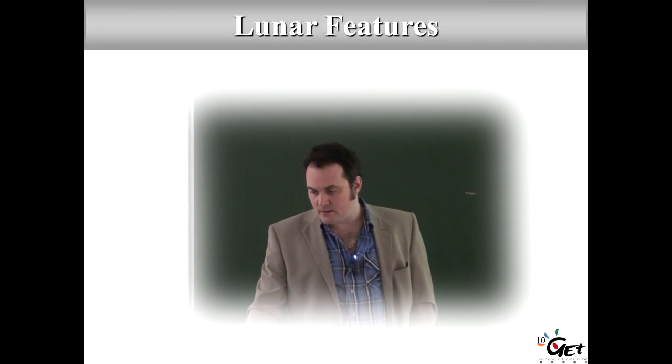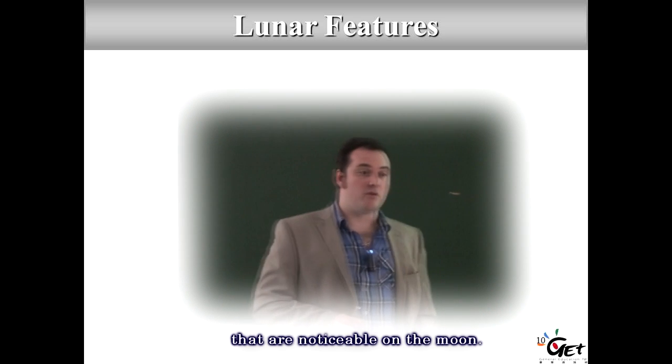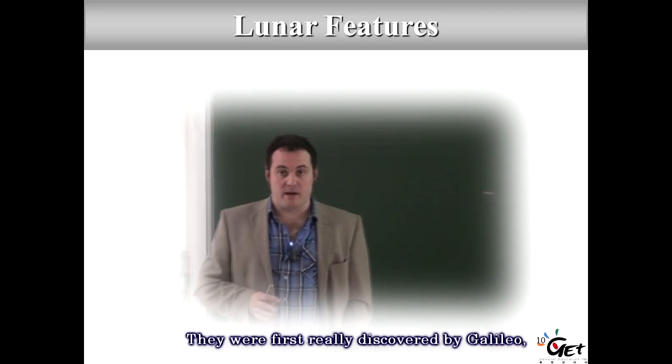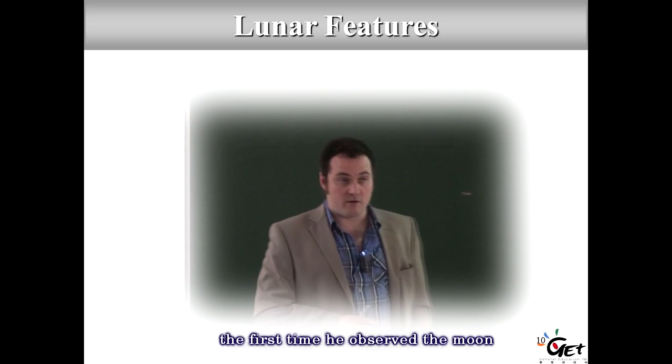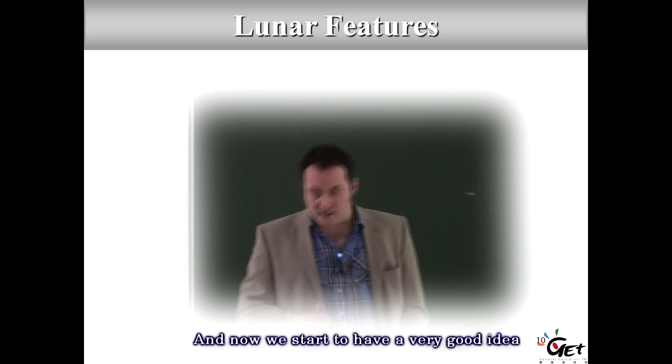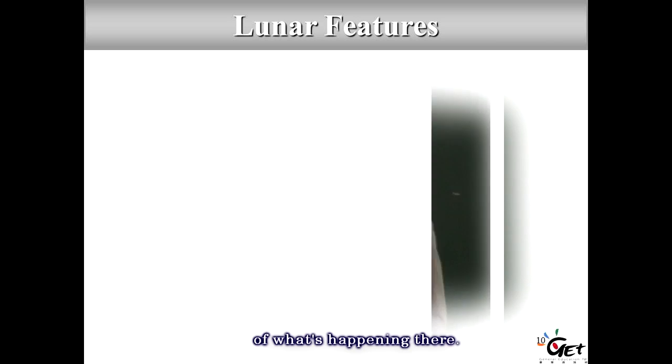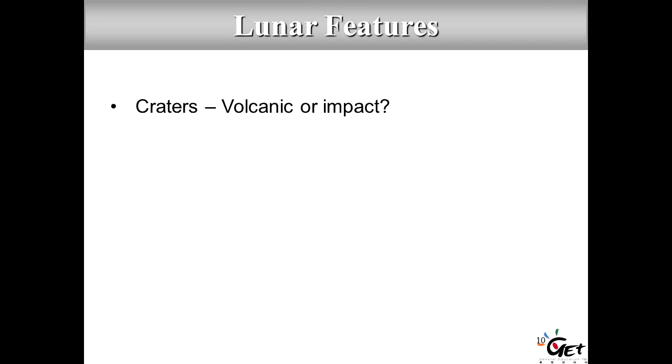There are several features that are noticeable on the moon. They were first really discovered by Galileo, the first time he observed the moon with a telescope. And now we start to have a very good idea of what's happening there. First there are craters. And as you remember from what I told about Earth, they may have two different origins: volcanic or impact by meteorites. In the case of the moon, it's almost only coming from impact of meteorites, but we have evidence of some volcanic activity in the past as well.